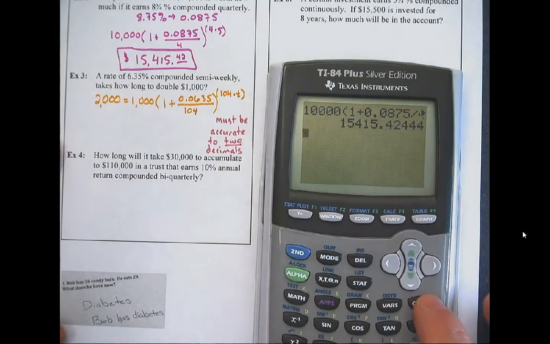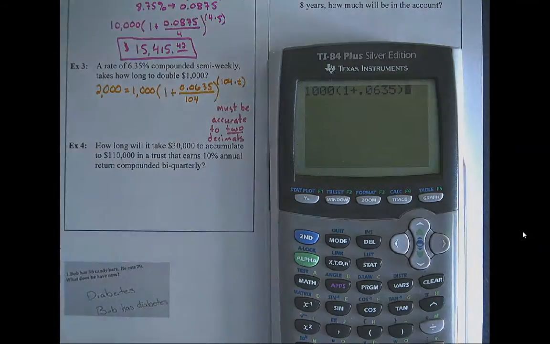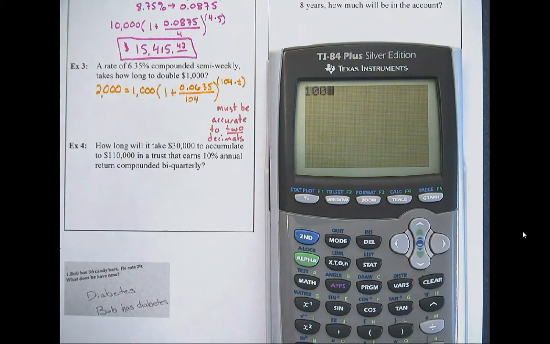So what I mean by that, I'm going to have 1,000 times 1 plus 0.0635. Oops, I forgot to do the divide by. And I'm going to use fancy this time. 1,000, 1 plus alpha F1, 0.0635 over 104 to the 104 times. And then here you just take a guess. We don't know what time is. I want the smallest 2-digit answer that gets me to 2,000. So I'm going to say, let's say 10 years.